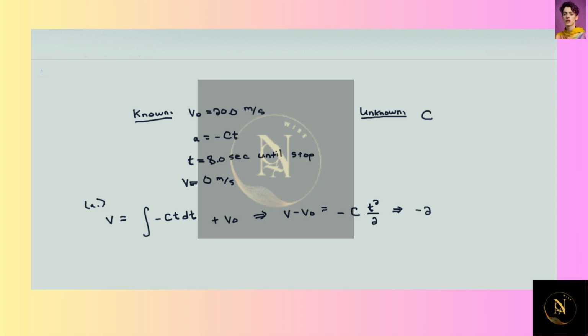So we know negative 20, right, this is v minus v naught, is equal to negative big C times t squared over 2. In this case, t squared is 64 since t is 8. So 64 over 2. Calculating for C, I get that C is equal to 0.625 meters per second cubed. We're given these units in the problem. And that's the answer to part A.